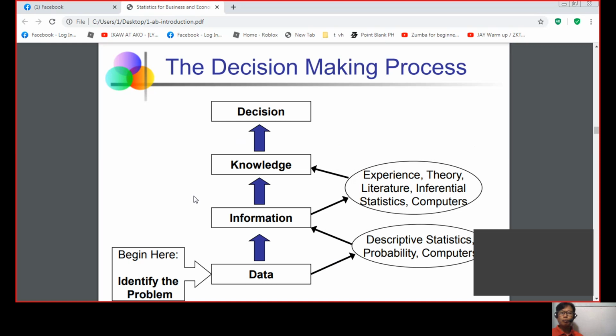Now, upon getting the problem, anong problema, before you decide anong gagawin mo, you should follow this decision-making process. So from that problem, maraming robbery nangyari, nagnanakaw, ninanakawan paggabi. So you get the data.